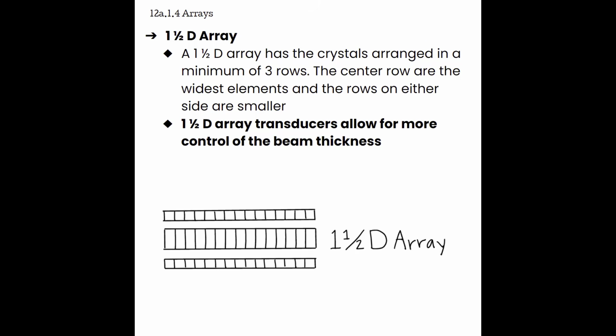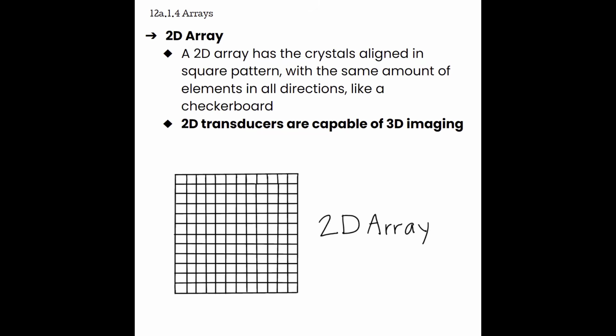The benefit of having extra rows in your transducer face is that now you have more control over how thick the beam is. If we are just using our center row, we are going to have a short elevational thickness, where if we can use more of the crystals in that vertical fashion, we can create a deeper elevational or beam thickness. And the last type of array is a 2D array. Now the 2D arrays are going to have crystals that are aligned more in a square pattern, kind of like a checkerboard. So there are going to be equal amounts of crystals vertically as there are horizontally. 2D transducers are capable of creating 3D imaging.